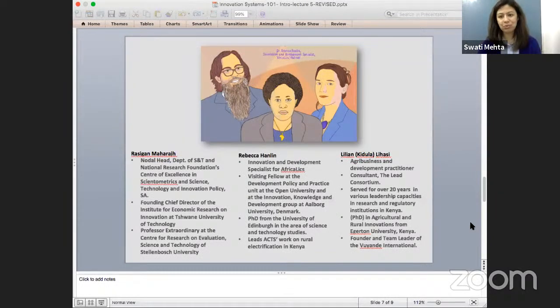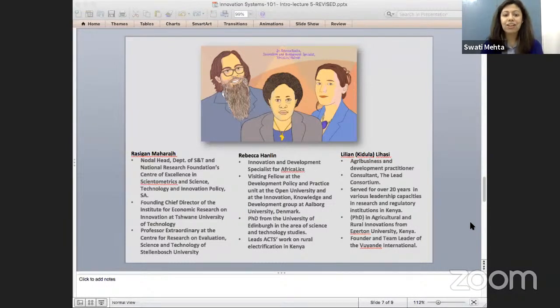It's a great honor for all of us to have with us Professor Rasigan Maharajh and Professor Rebecca Hanlin to chair this lecture, who are well known to almost all of us in this gathering. Professor Rasigan Maharajh is Nodal Head, Department of Science and Technology and National Research Foundation's Centre of Excellence in Scientometrics and Science, Technology and Innovation Policy, South Africa. He is founding chair director of the Institute for Economic Research on Innovation at Tshwane University of Technology. He is Professor Extraordinary at the Centre for Research on Evaluation, Science and Technology of Stellenbosch University.